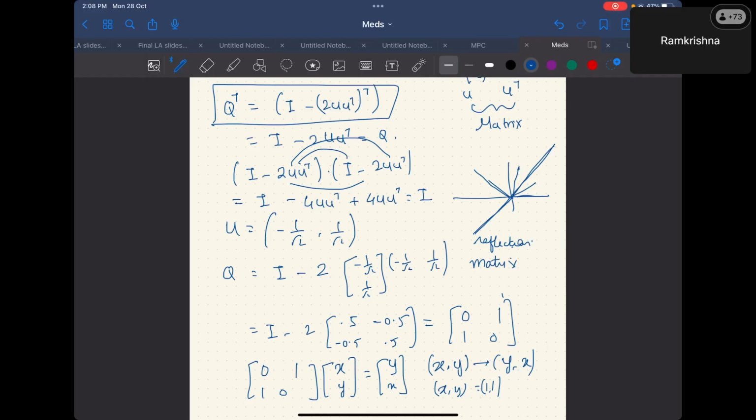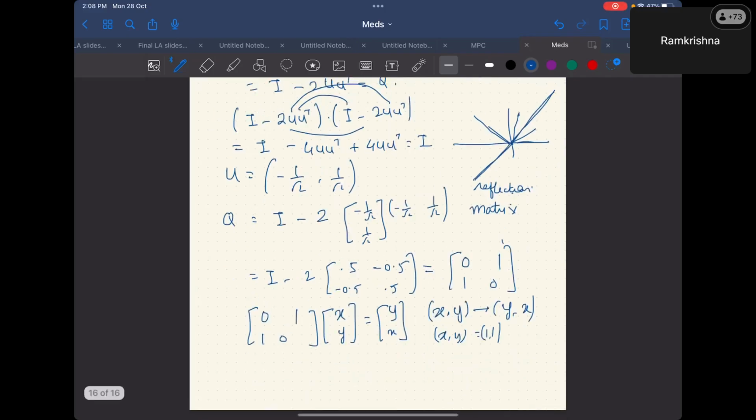Okay, so now back to the question which one of you had asked, that I'm assuming that A has a special structure which looks like Q, which is an orthonormal matrix. What if A is not orthonormal? Okay, so we will try to answer that question.